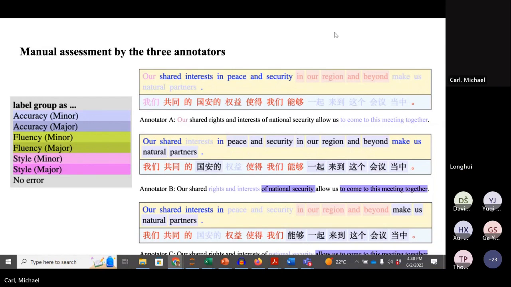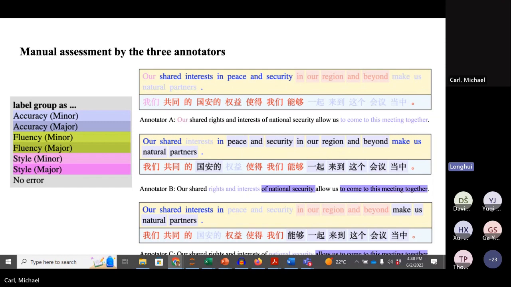assigned by the annotator, these are annotated very differently by annotator B. Annotator B didn't think our into "we" is any error there. And then "interest" is translated into this "rights and interest" here. As you can see, both are in light purple, which means he thinks it's a minor accuracy error. I think because he thinks there's some addition in the meaning of the translation.